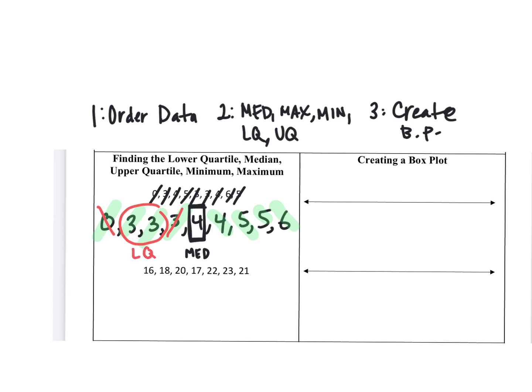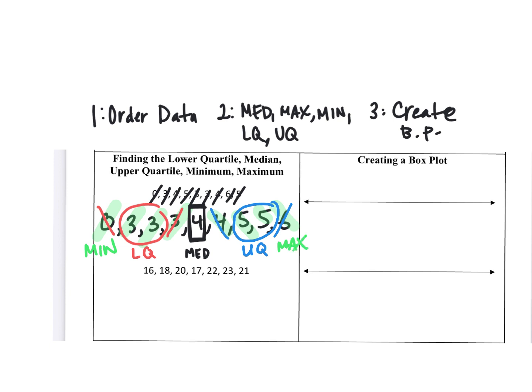On this side over here, for my upper quartile, I cross out 1 here and 1 here. So I end up with 2 middle numbers. That's my upper quartile, which is 5. Then I have to look for my minimum, which is the smallest number. That would be my 0, and my maximum, which is the largest number, which is 6.